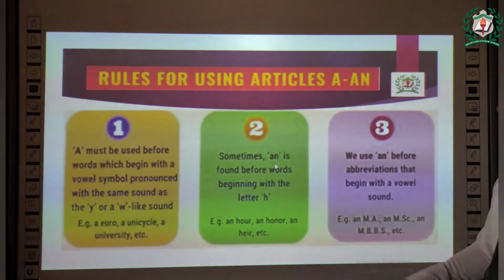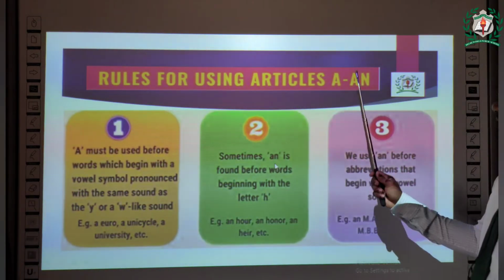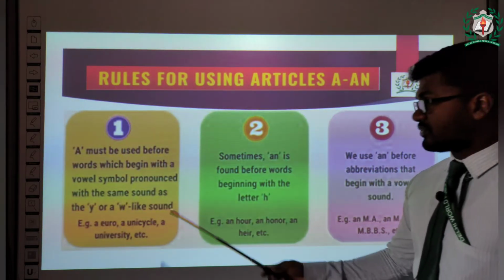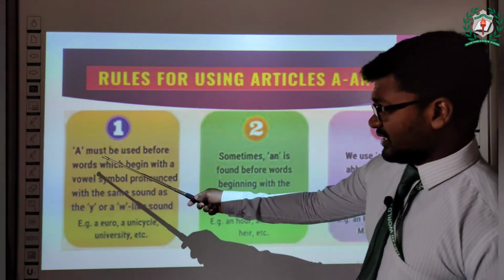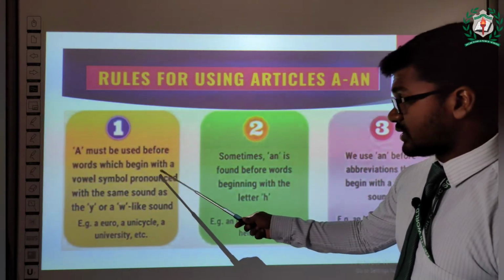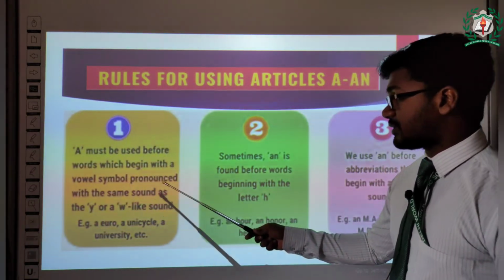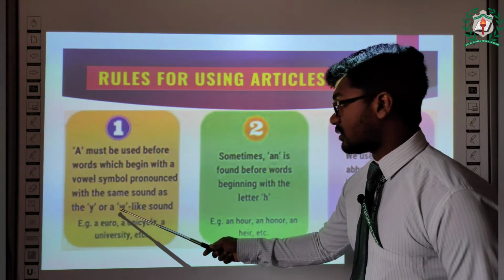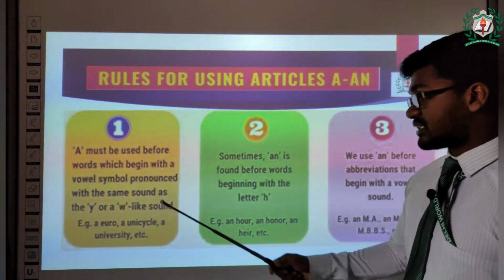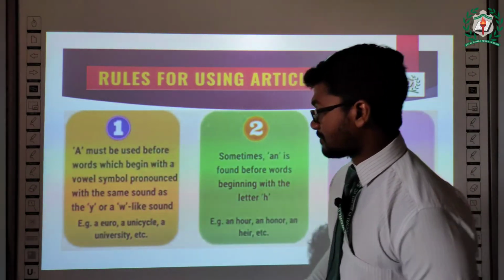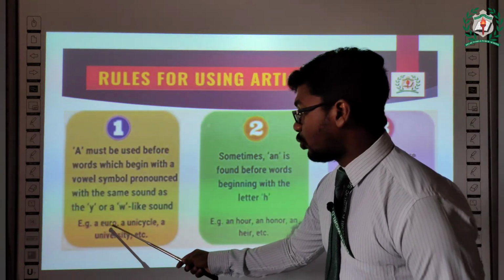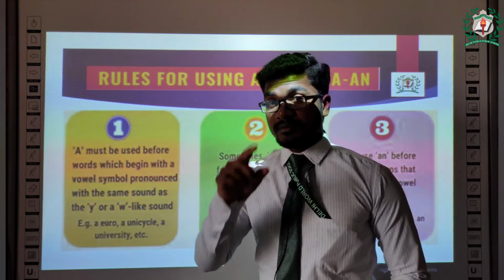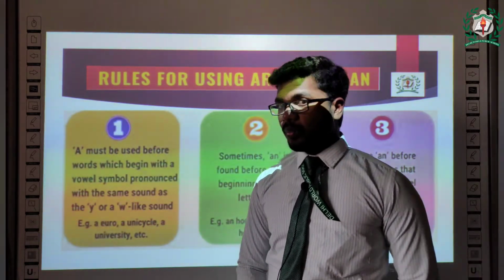We'll go to next. Rules for using articles A and an. First one. A must be used before words which begin with a vowel symbol pronounced with the same sound as the Y or a W like sound. Here if you see, a euro, a unique, a university. Why? Because it starts with Y sound.